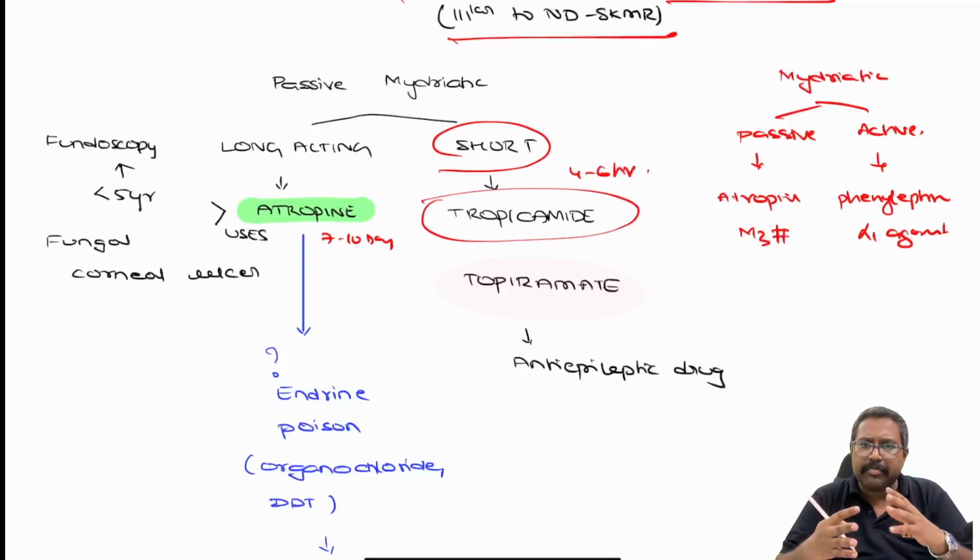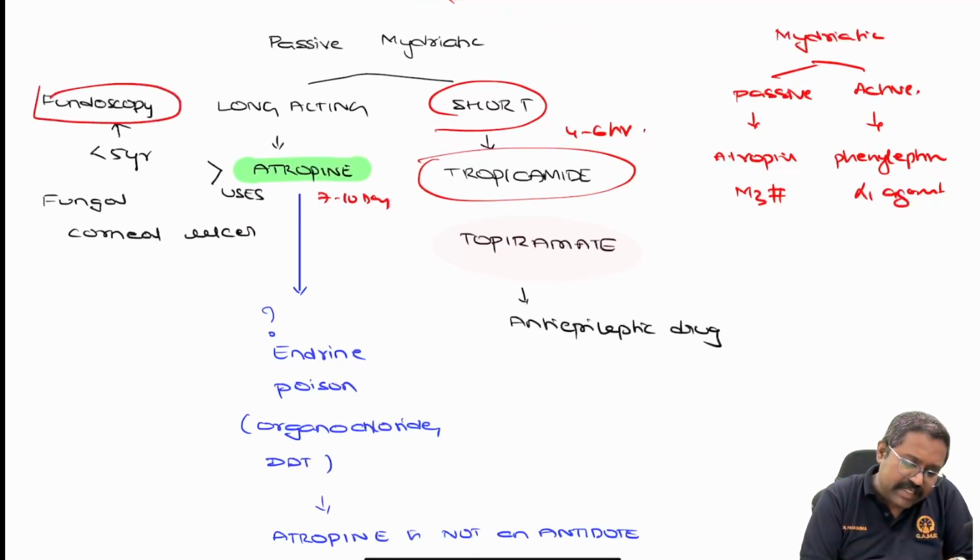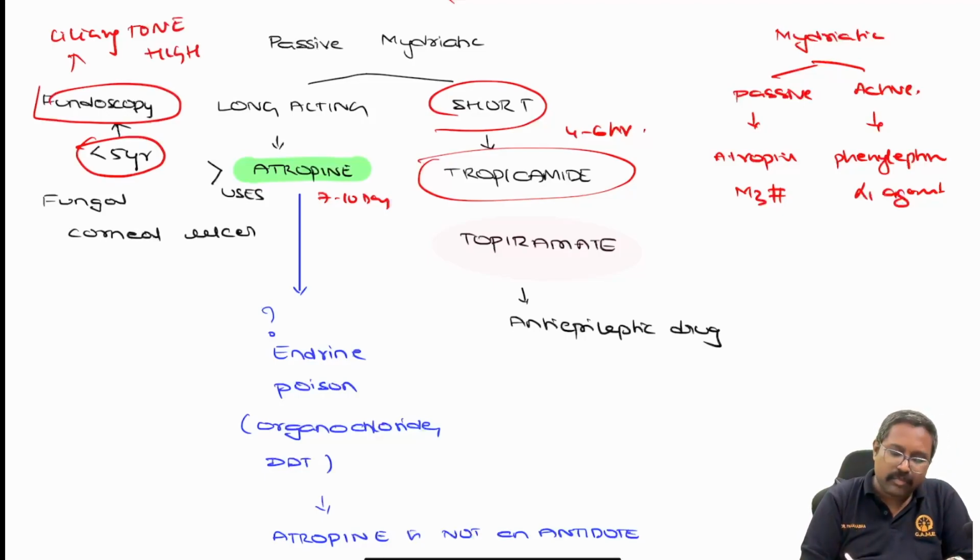Where do you use atropine? Atropine is mainly preferred for fundoscopy in children below 5 years, because their ciliary muscle tone is very high. So you cannot use atropine in adults; avoid it in adults.